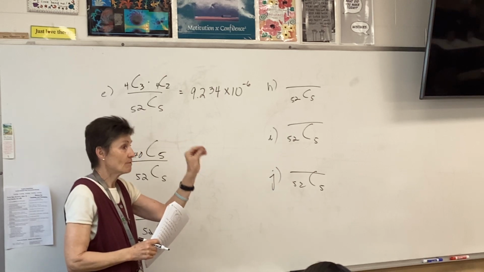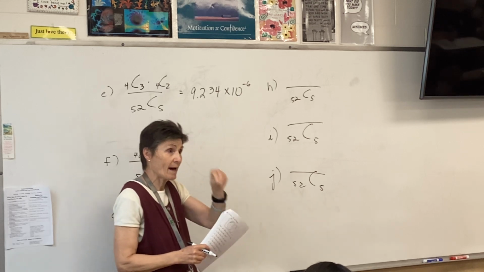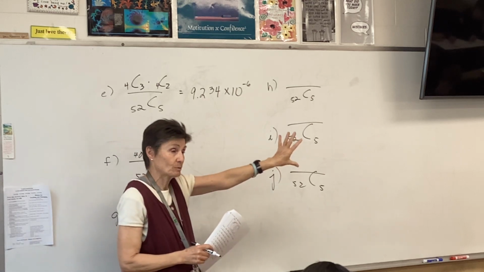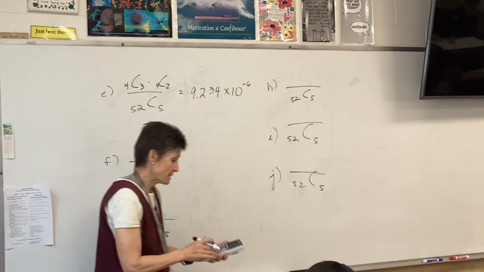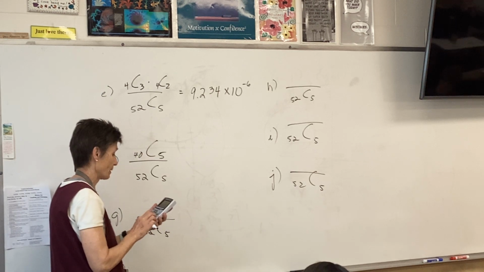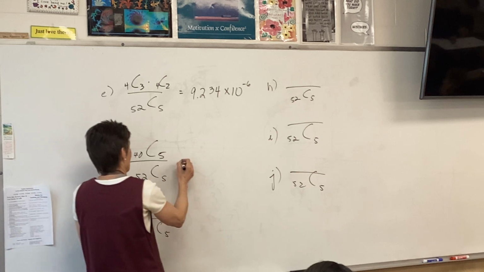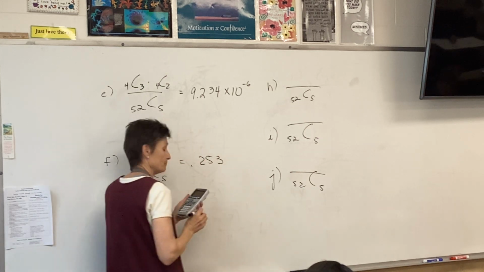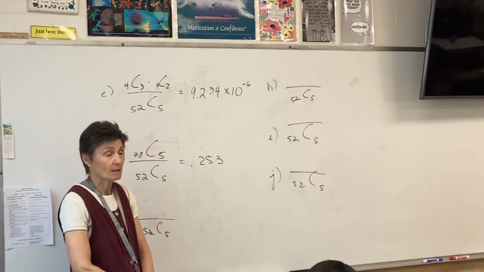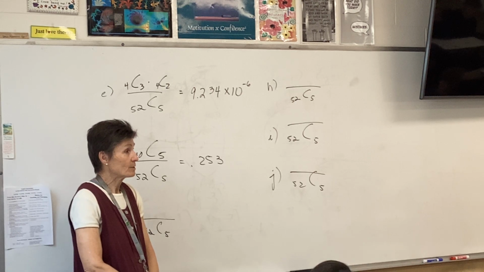5 non-face cards. Remember, your numerator is what you have to have. So you can't have any face cards, so take them out. This is going to be a higher number. Did you get 0.253? So what does that mean? That means there's about a 25% chance that you're going to get no face cards when you're dealt.